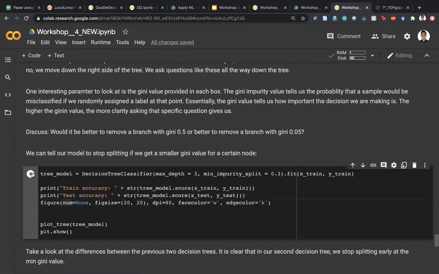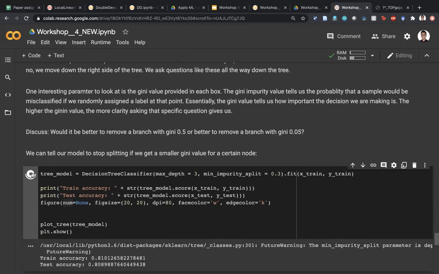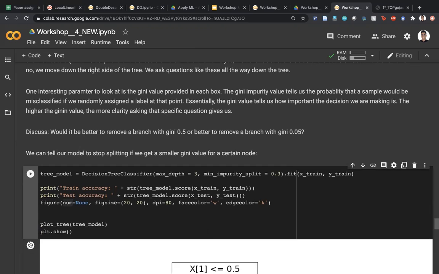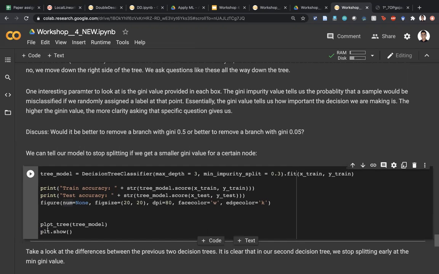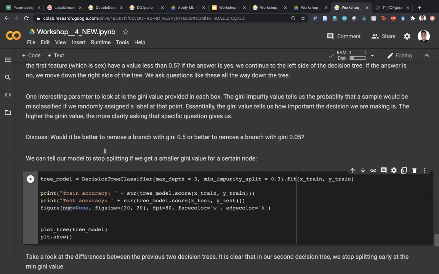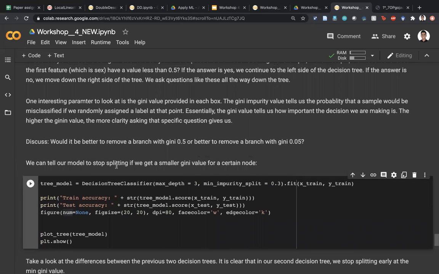All right, quick discussion question. Would it be better to remove a branch with a Gini of 0.5, or would it be better to remove a branch with a Gini of 0.05? If we're trying to reduce overfitting, which branch would be better to remove?